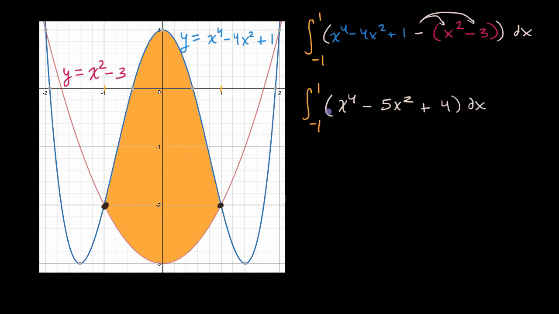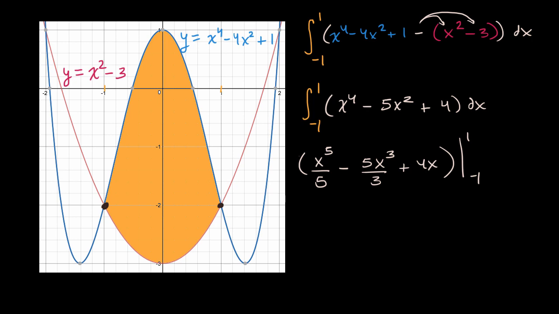And now we take the antiderivative of this inner expression. So this is going to be x to the fifth power divided by 5. Just the reverse power rule. Increment the exponent and divide by that incremented exponent. Minus 5x to the third over 3 plus 4x. We're going to evaluate that at 1 and -1 and then find the difference.